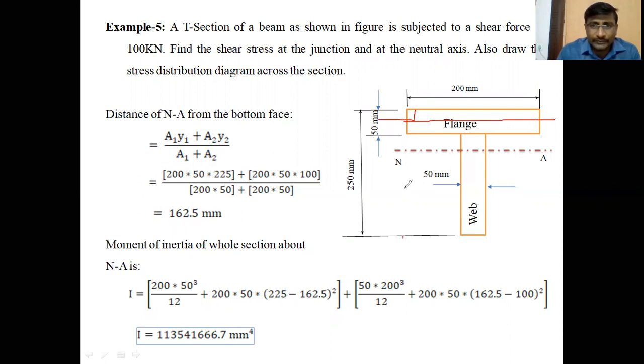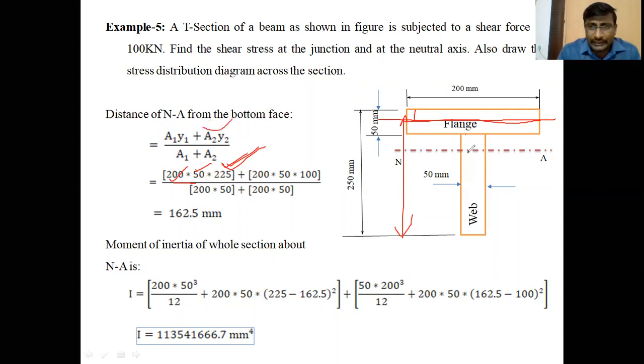So from the bottom surface, how much distance is it? Total 250 minus 25, subtraction. After subtracting 25 from 250, 225 is the distance of the center of gravity of the flange from the bottom face. So 200 into 50 into 225. A1 is 200 into 50, Y1 is 225. Similarly, A2, Y2.